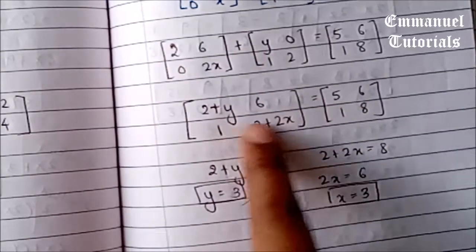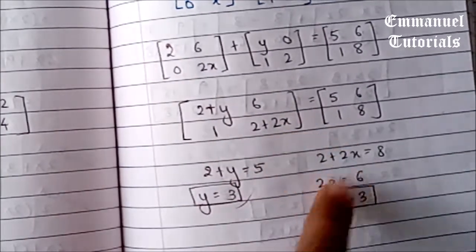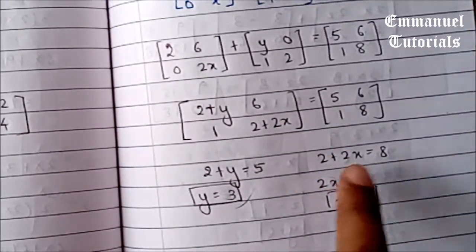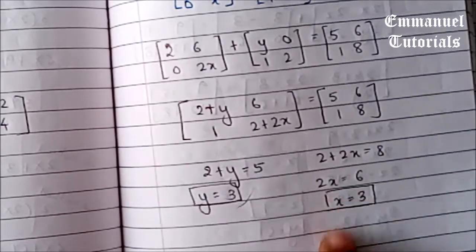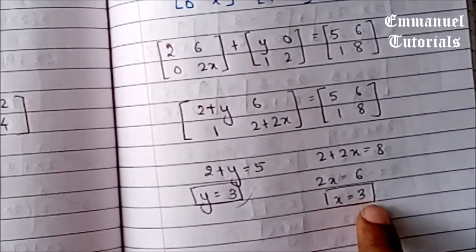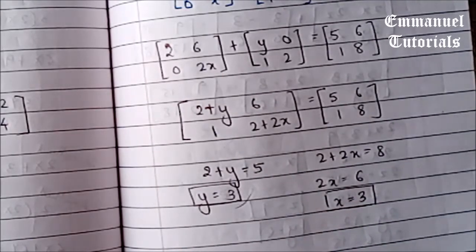Similarly, 6 is equal to 6, 1 is equal to 1 and 2 plus 2x is equal to 8. So 2x is equal to 8 minus 2 which is 6 and x is equal to 6 by 2 which is 3.